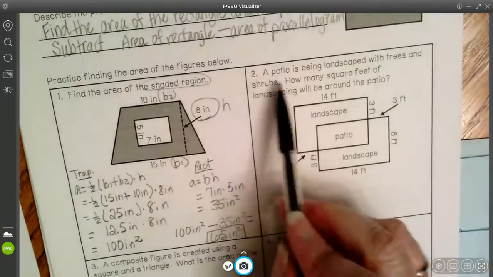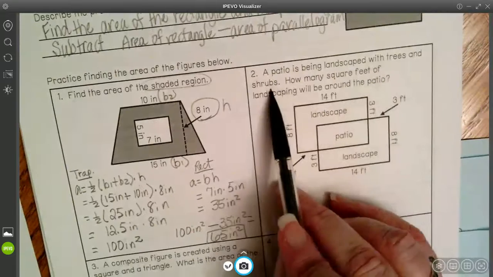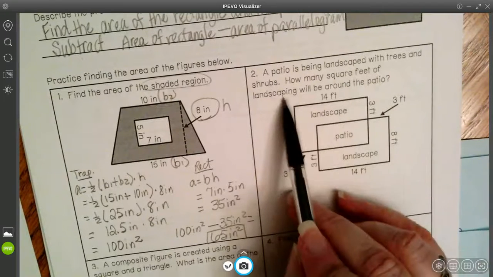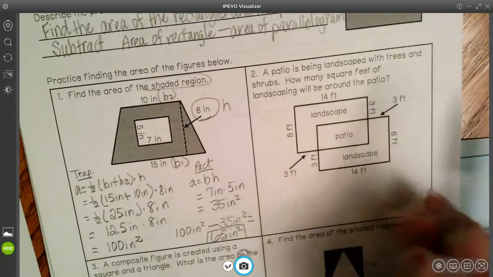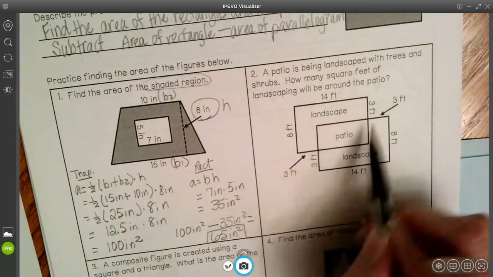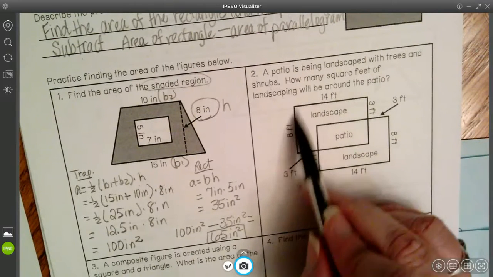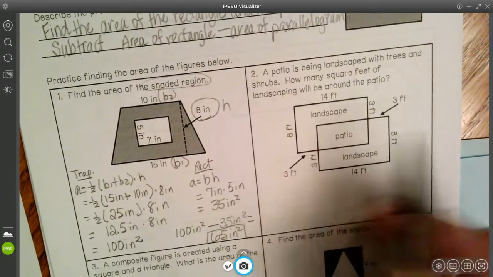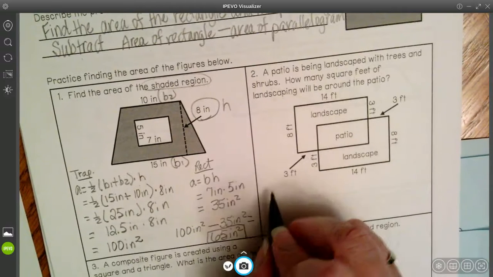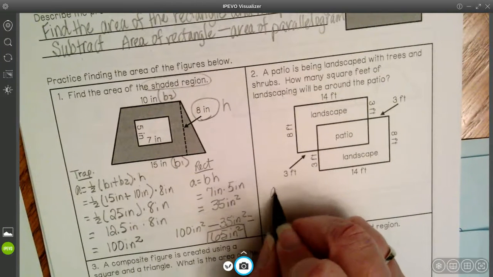Okay, so let's take a look at number 2. Number 2 says a patio is being landscaped with trees and shrubs. How many square feet of landscaping will be around the patio? Okay, first of all, we've got 2 rectangles here that are overlapping. And guys, if you take note, these 2 rectangles are the same, 14 feet and 8 feet. So first of all, let's find the area of the rectangle.